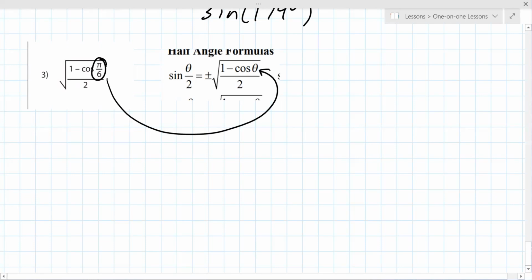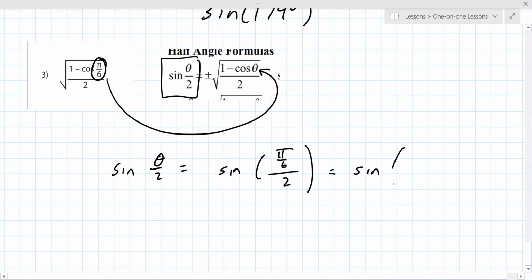Yes, I do. So this thing that you're trying to write down, it's sine theta over 2, but your theta is pi over 6, so pi over 6 over 2, which is sine of pi over 12. Oh, okay, I see that. So it's just all like this. It's just these one steppers. That's it. All right, so on number four.